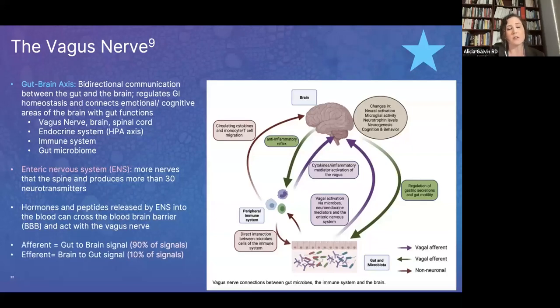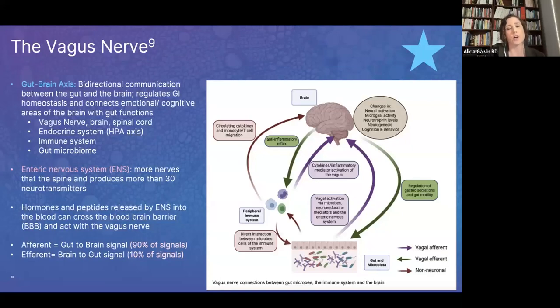But also, this is super interesting: about 90% of the signals between the gut and the brain are actually coming from the gut. So those are what are called afferent, which is basically gut to brain signals. It's about 10% that are coming from brain to gut. So we have a whole lot more communication coming from the bottom up versus the top down. Again, it just speaks to the importance of how much our gut and what's happening in our gut with the various signals are influencing how we're thinking, how we're feeling.